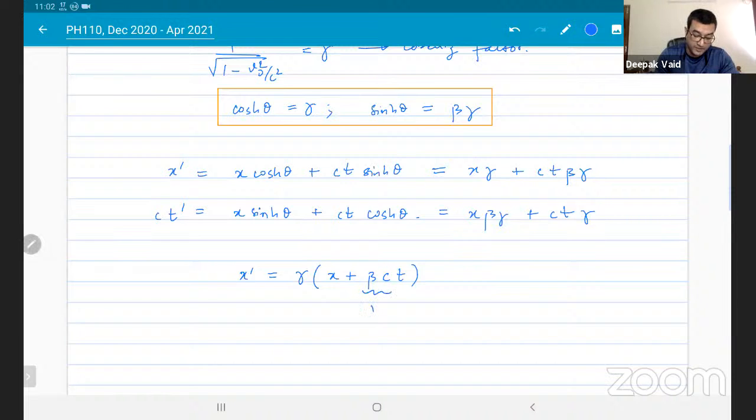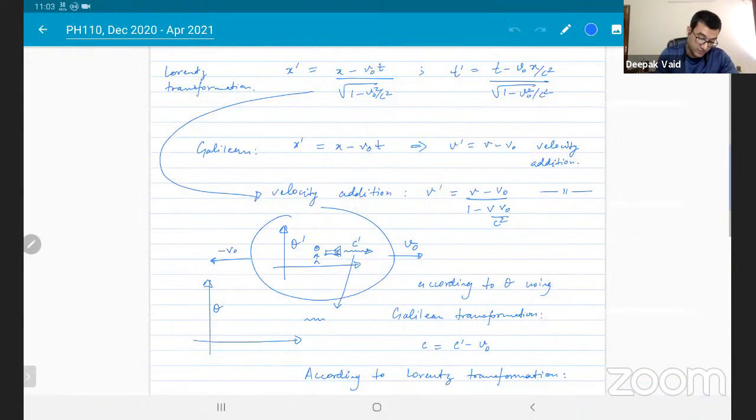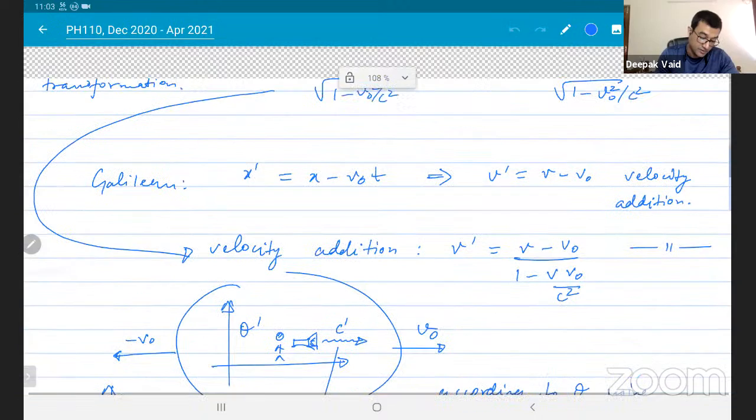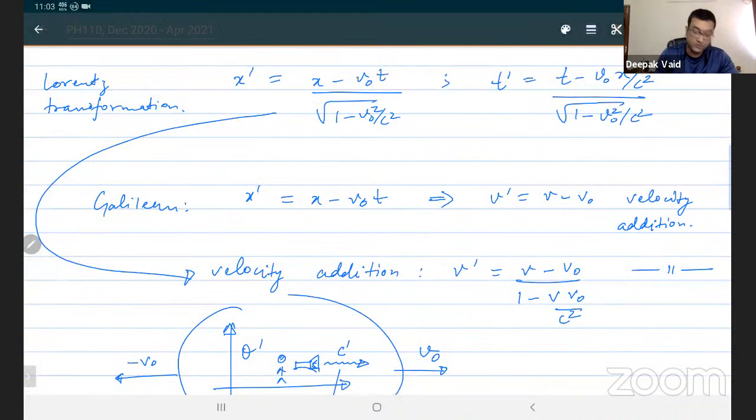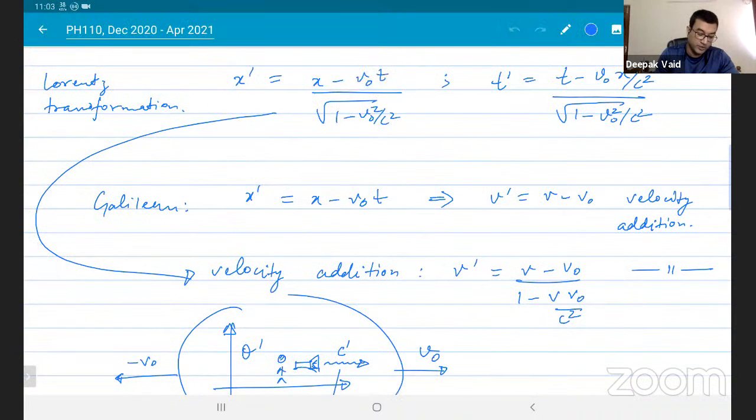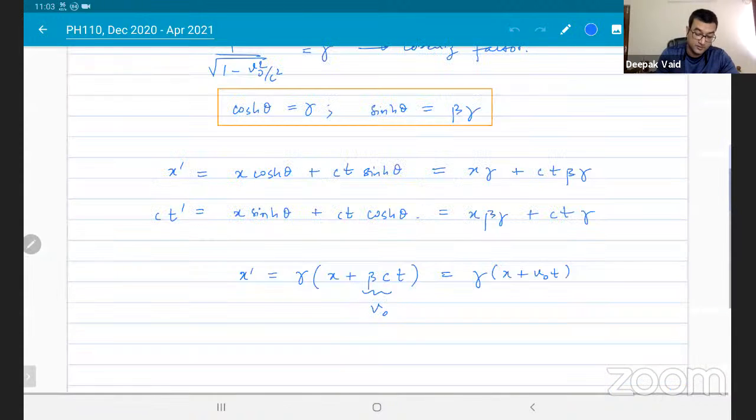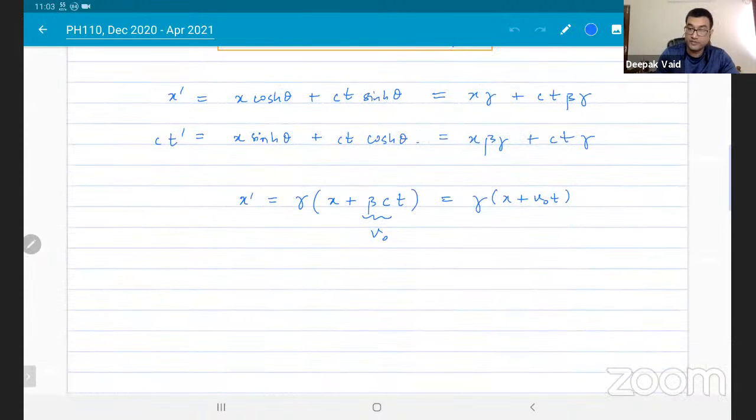What is beta times c? It's V naught, right? So this becomes gamma times x plus V naught t. This is what I had told you in the previous class is the form of the Lorentz transformation. Here it was minus V versus plus V naught. It just depends on which frame of reference you're looking at, right?